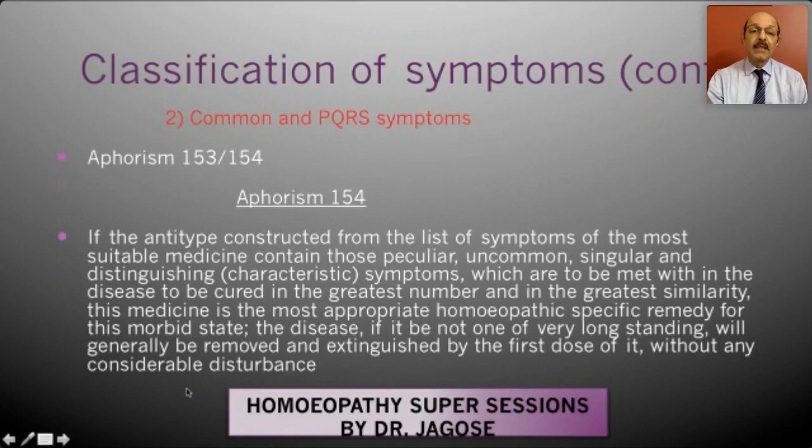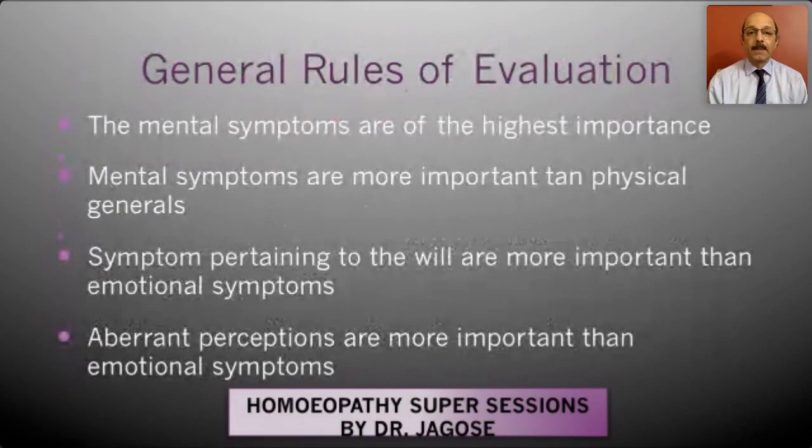So therefore it says, this is especially true in a chronic disease. When you're taking a chronic disease, you have to take into detail all the peculiar symptoms on the mental, physical general, physical particular, and the pathological level. And if you do that, then probably only one dose is required to annihilate the disease.